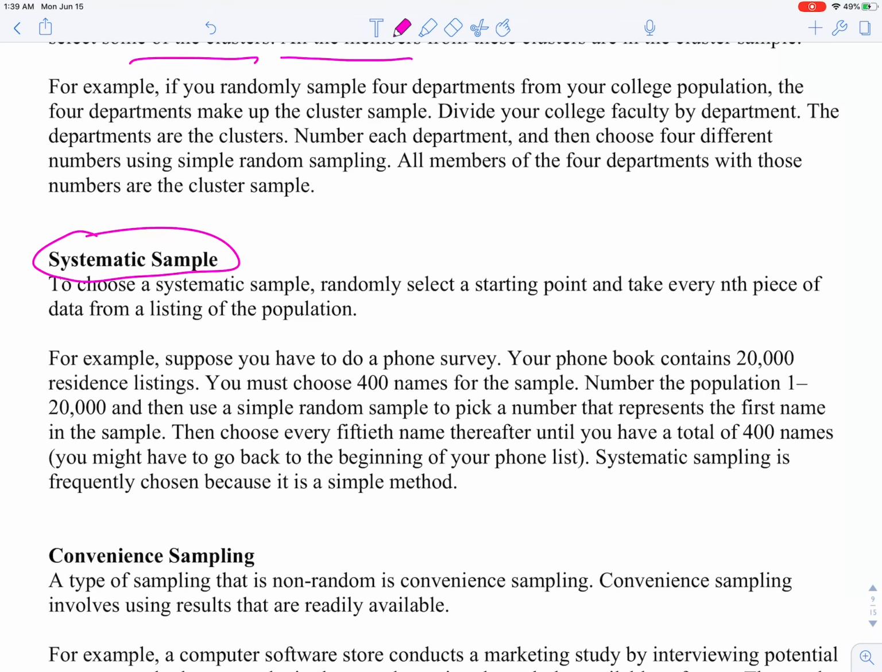For example, suppose you do a phone survey. Your phone book contains 20,000 residents listing. You must choose 400 names for the sample. Number the population from 1 to 20,000, each of those phone numbers. Then use a simple random sample to pick a number that represents the first name in the sample. Then choose every 50th name after that, because if you choose every 50th name out of 20,000 names, you'll get your 400 names in the sample.